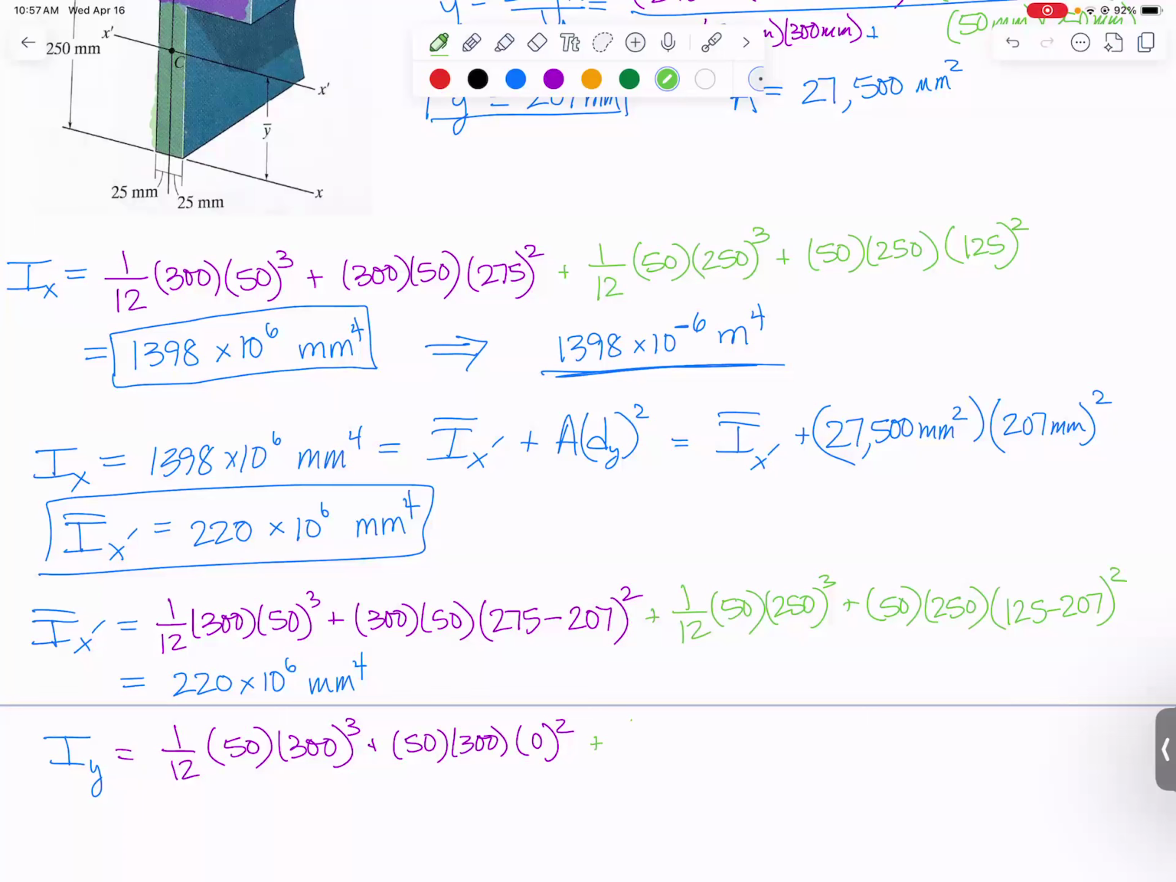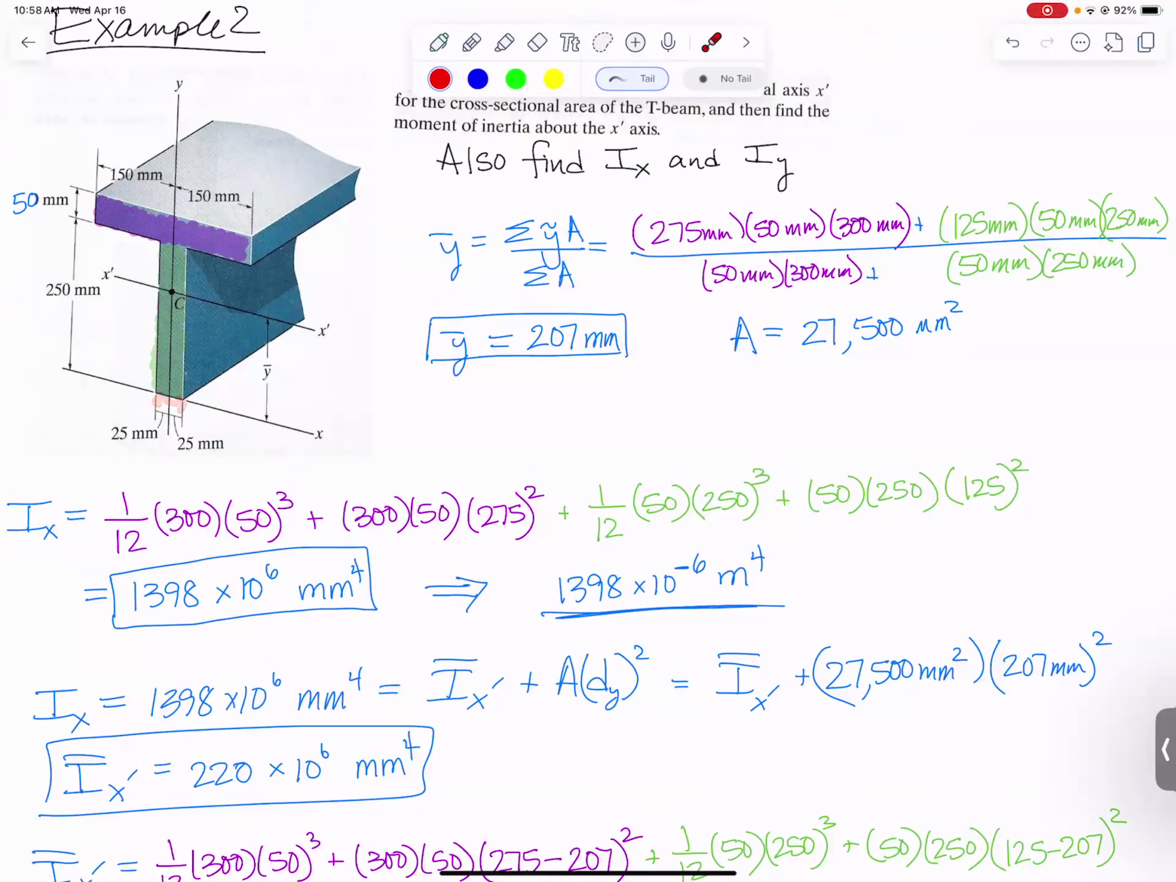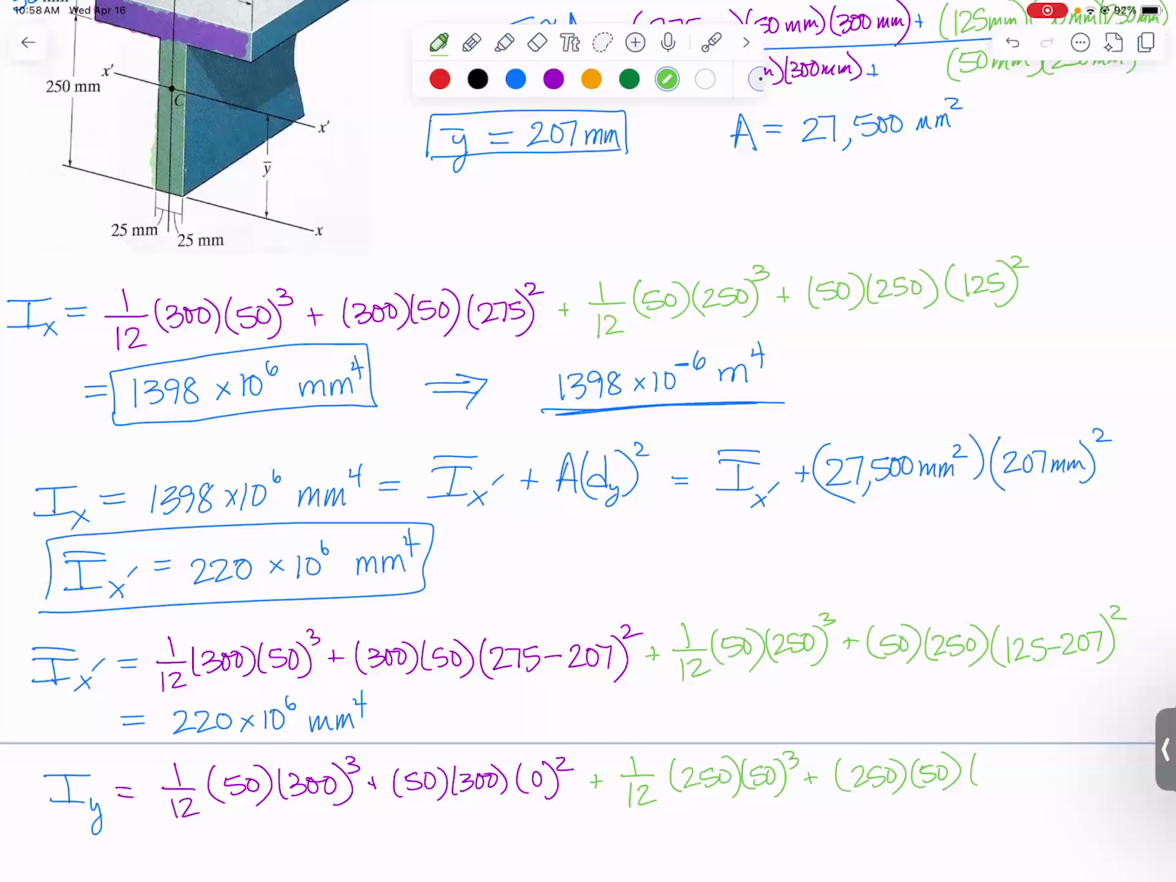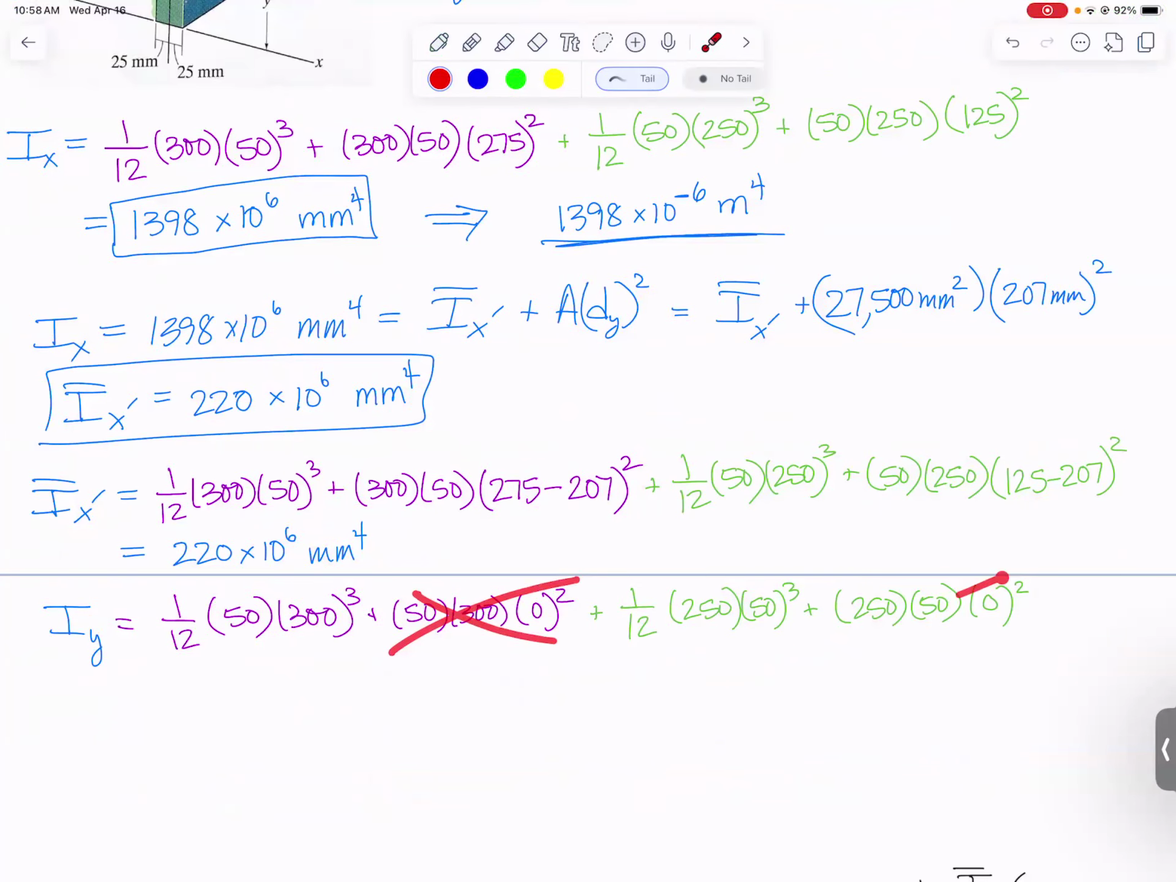And now let's do the other rectangle. It's 1/12. We got to flip. Instead of 50 times 250 cubed, it's going to be 250 times 50 cubed. Again, the area is 250 times 50. But the distance, did you notice this is exactly centered on the y-axis? So the centroidal axis of the green rectangle is the y-axis. So the distance, again, is 0. So you could just totally leave these terms out. When all of the axes line up, you don't need to use the parallel axis theorem. You can just add them up directly. And so this comes out to be 115 times 10 to the 6th millimeters to the 4th.